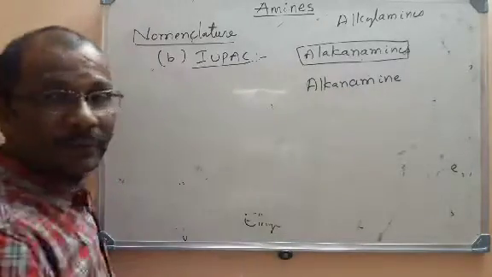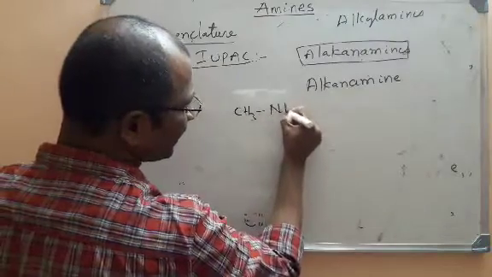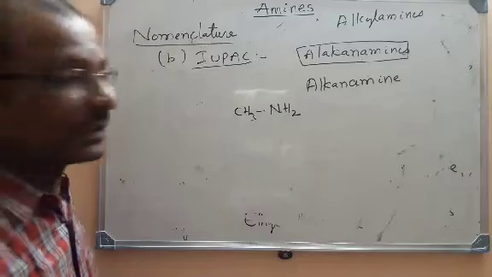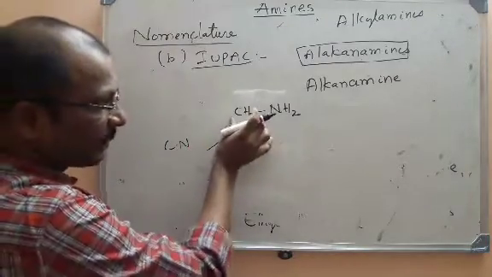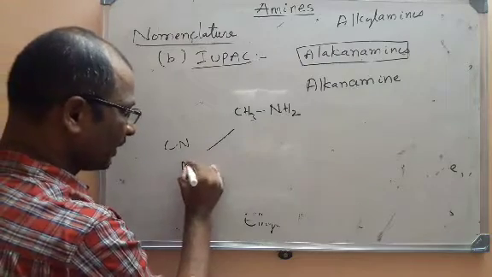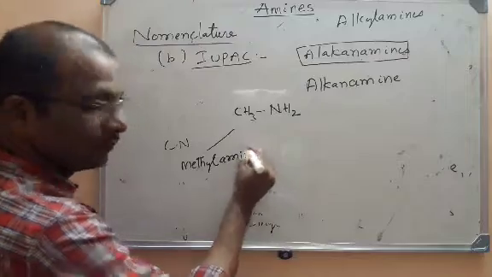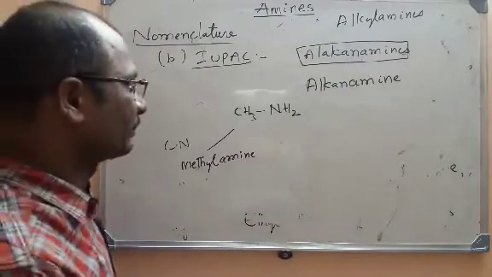Let me explain with an example. The simple molecule that I am taking is CH3NH2. Let us write its IUPAC name. First we'll write its common name here. Common name, you know that the name of the alkyl group is methyl, so it will become methyl amine. Now what is its IUPAC name?